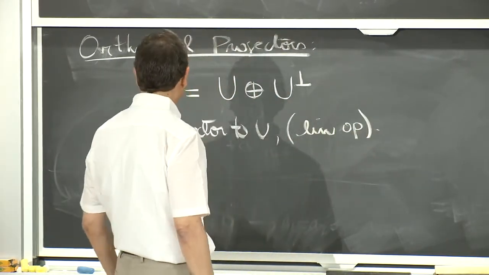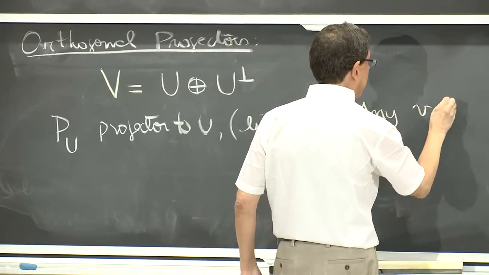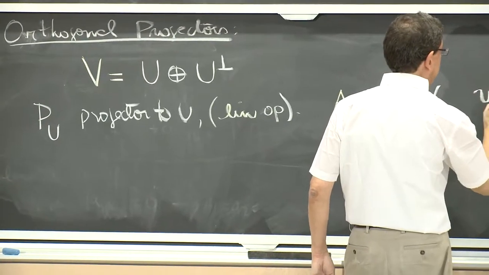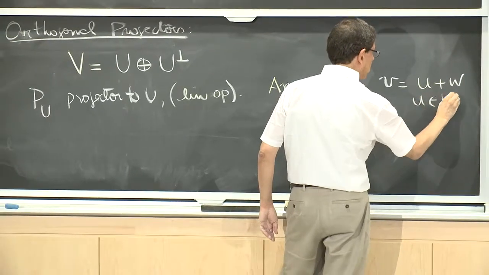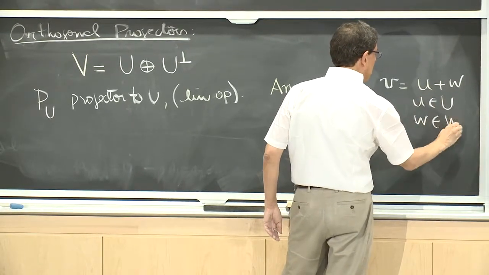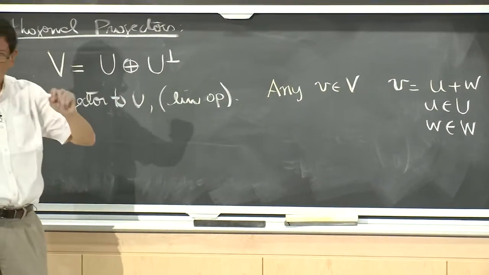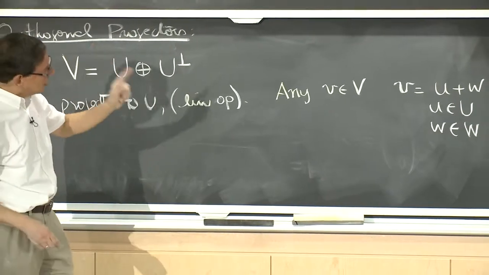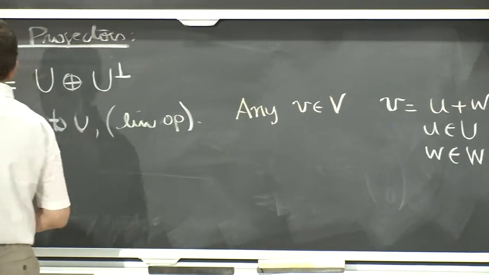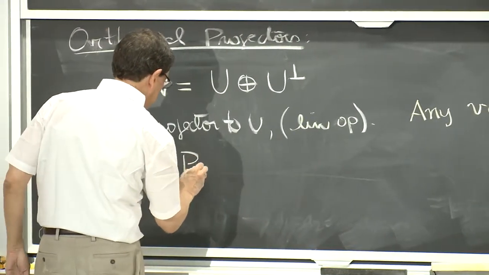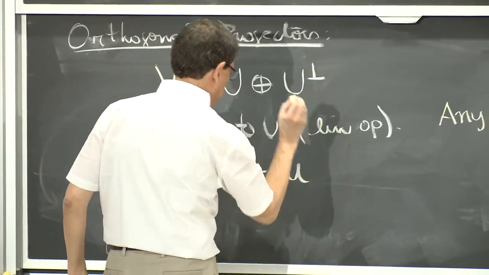And how does it do it? Consider any V in the vector space. This V can be written as U plus W, where U belongs to U and W belongs to capital W, the orthogonal complement. And this decomposition, as we discussed before, is unique. So for any vector, you can give me those two vectors unambiguously. So this is what the operator PU does for a living. PU acting on V gives you just U.